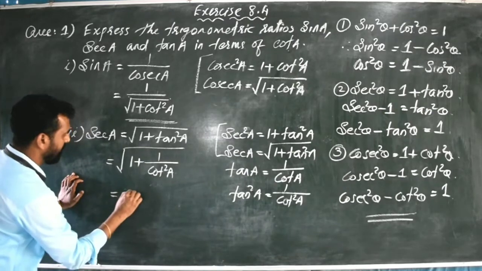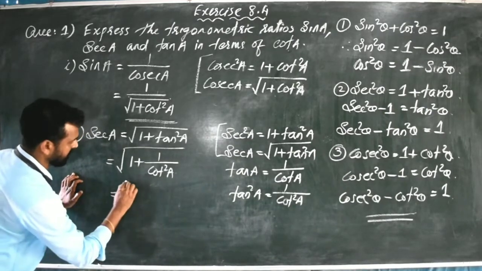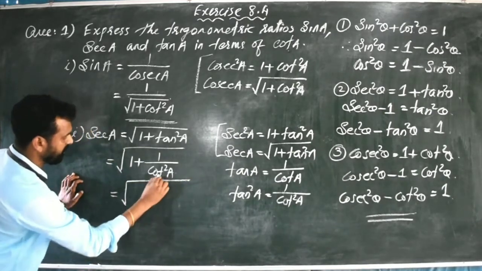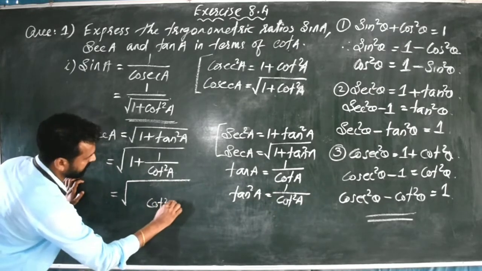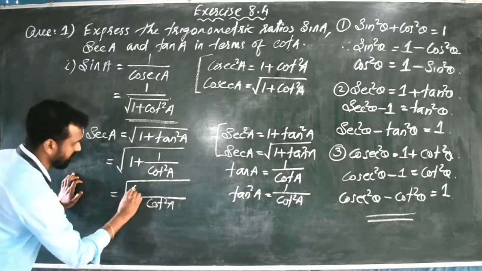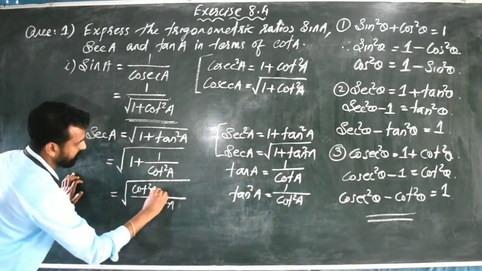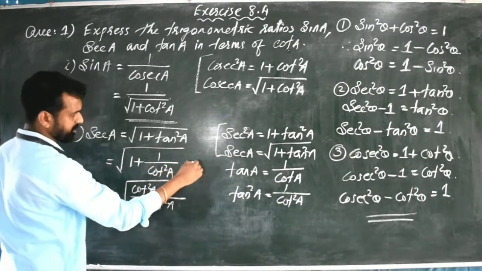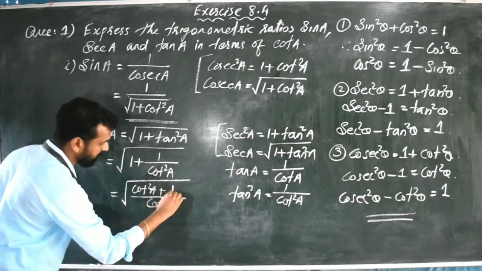That is equal to square root of, we have to take the LCM there. What is the LCM? Cot square A. Numerator: first rational number into LCM, 1 into cot square A, it will come cot square A, plus 1 by cot square A into cot square A. Cot square A cancels, it will become 1.